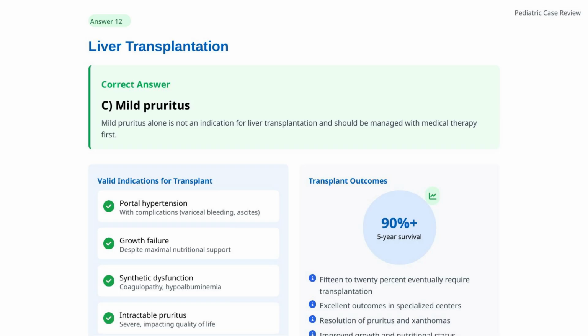15 to 20% of patients with Alagille syndrome eventually require liver transplantation. Outcomes are excellent in specialized centers, with 5-year survival rates exceeding 90%. Transplantation typically results in resolution of pruritus and xanthomas, along with improved growth and nutritional status. It is important to note that only severe, intractable pruritus that significantly impacts quality of life despite maximal medical therapy is considered an indication for transplantation.